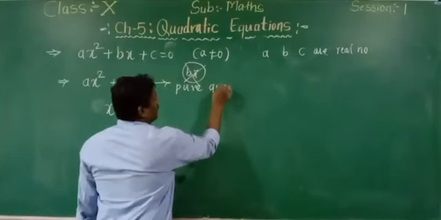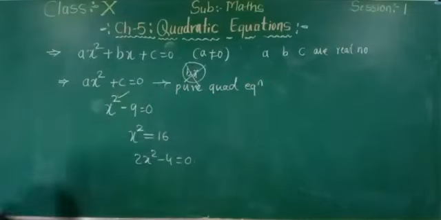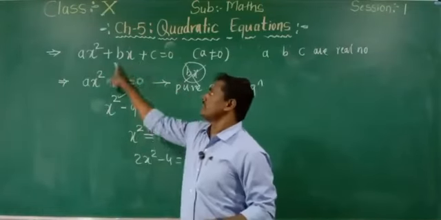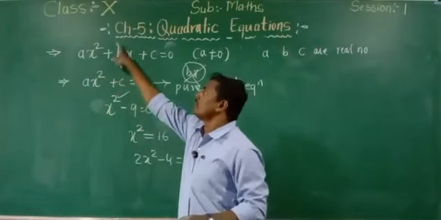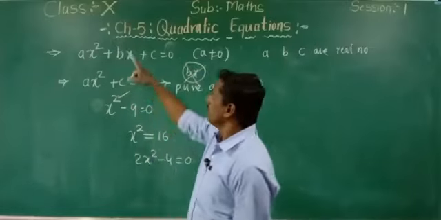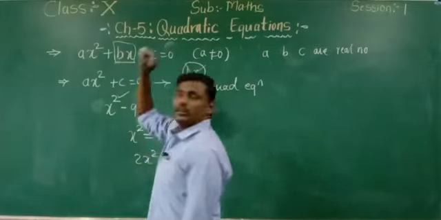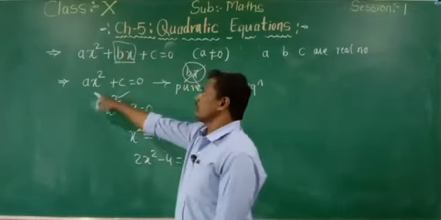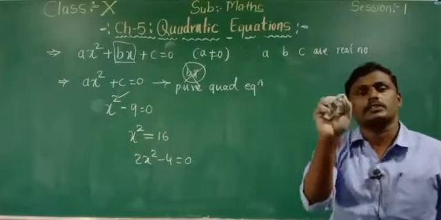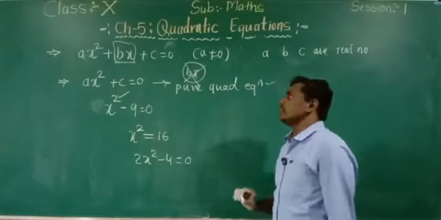Pure quadratic equation. Okay, so in the pure quadratic equation, we are neglecting the middle term, or we are neglecting the complete exponential value of 1. Here the exponential value of x is 1, no? So we are neglecting the degree 1 term of the equation. Or simply we can consider it as if any equation is in the form of ax square plus c is equal to 0, then that is nothing but a pure quadratic equation.